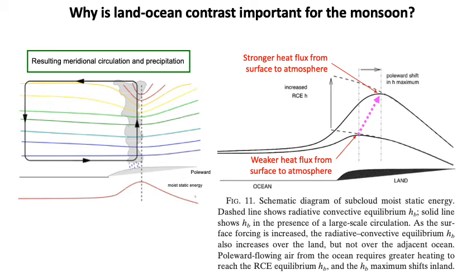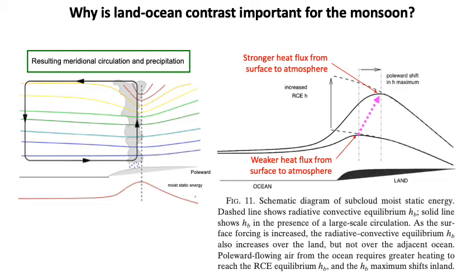Okay, so why is the land-ocean contrast important here? The key thing is what's shown on the right, a diagram showing ocean to land at the bottom, this transition, and the moist static energy in the thermal equilibrium state as a function of latitude, going from left to right, poleward. The lower curve corresponds to a weaker heat flux from the surface to the atmosphere, which is to say a weaker land-ocean contrast.